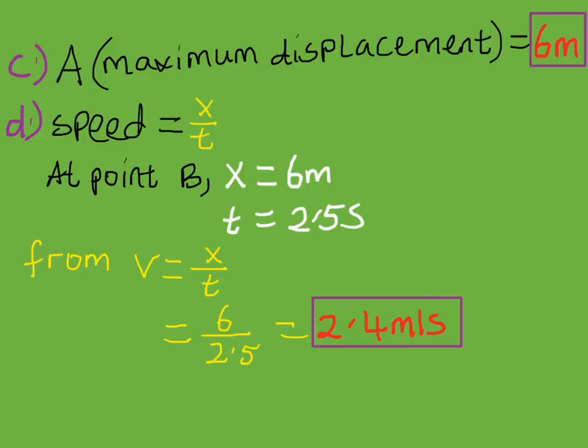And from the graph, we saw that the displacement was 6 meters. The maximum displacement from 0 was 6 meters. And the time at that point B was 2.5 seconds, giving us the velocity, that is speed, to be 6 over 2.5, which boils down to 2.4 meters per second.